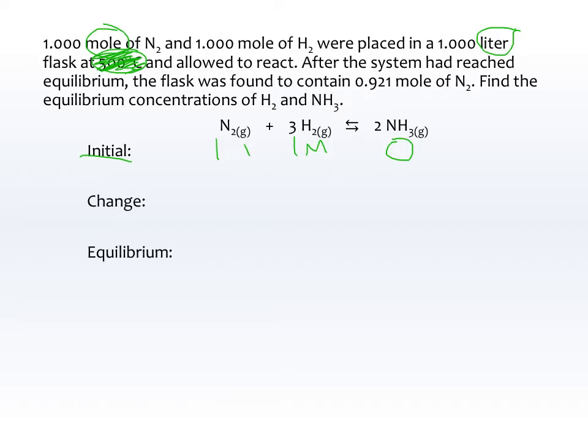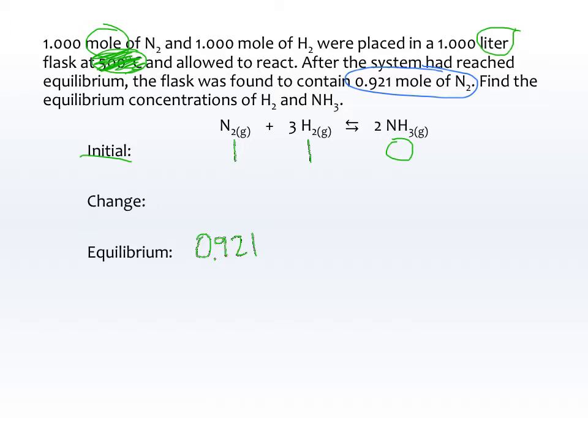I'm going to take out these molars just so we're not going to crowd up the picture. So at equilibrium, we have 0.921 moles of nitrogen, again in a 1 liter container, so that's 0.921 molar, and that's at equilibrium. So what we're going to have to do, actually let me make that green. So what we're going to have to do is figure out how nitrogen changed, how hydrogen changed, and how ammonia changed throughout the course of the reaction.